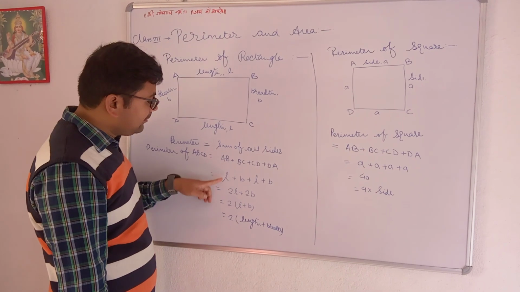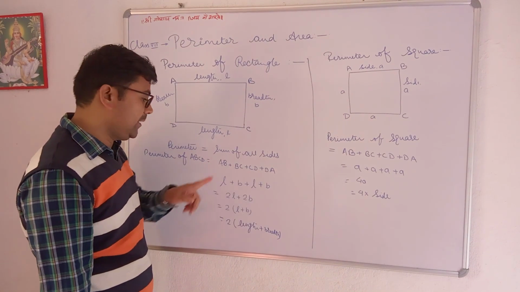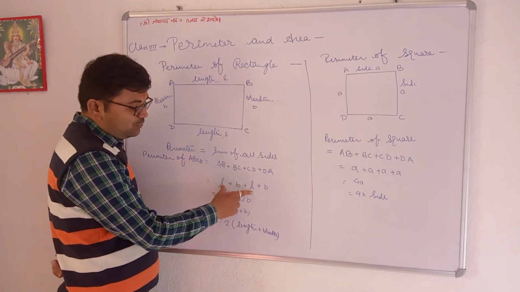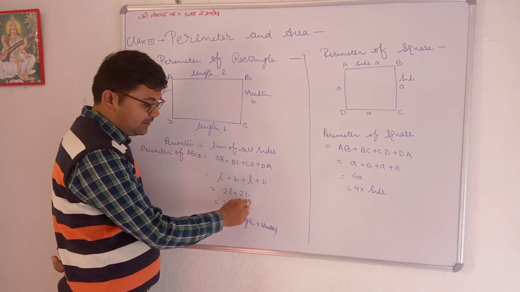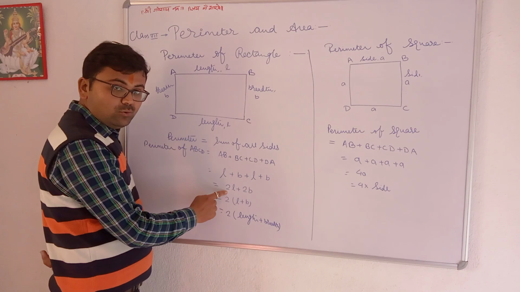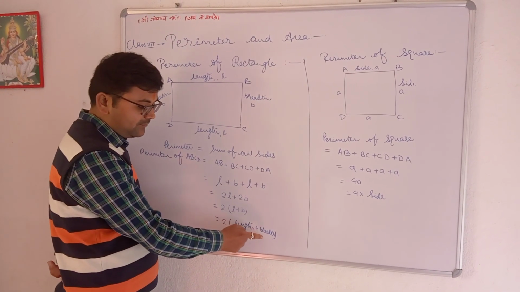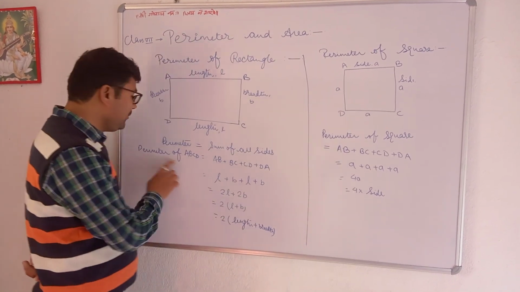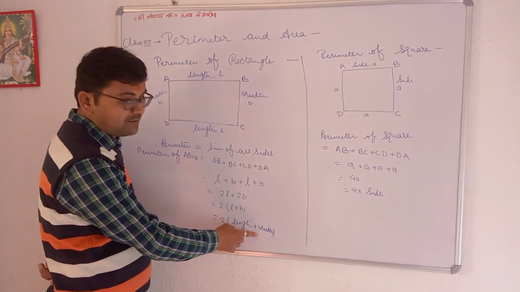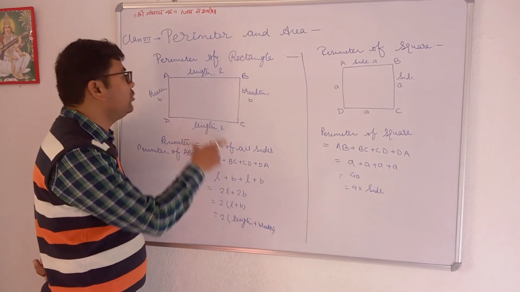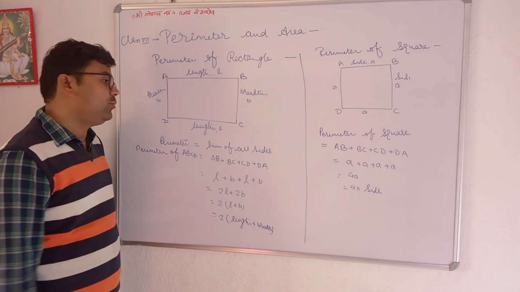Therefore, I have written AB equal to L, BC equal to B, again CD equal to L and DA equal to B. And L comes two times. Therefore, L plus L becomes 2L and B plus B is 2B. Therefore, we have taken 2 common and L plus B, and L stands for length and B stands for breadth. Therefore, perimeter of rectangle ABCD equal to 2 into length plus breadth. This comes as the formula of rectangle, very easy and understandable.